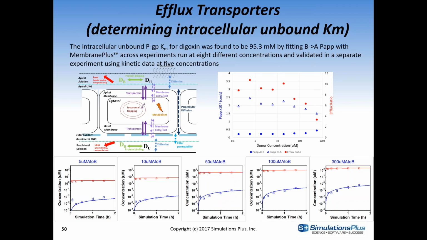But the Km value accurately predicted the dose concentration response of Digoxin in Caco-2 cells. This is just the apical administration. We also did the basolateral administration, which isn't shown here, and we got similar results as the apical administration.